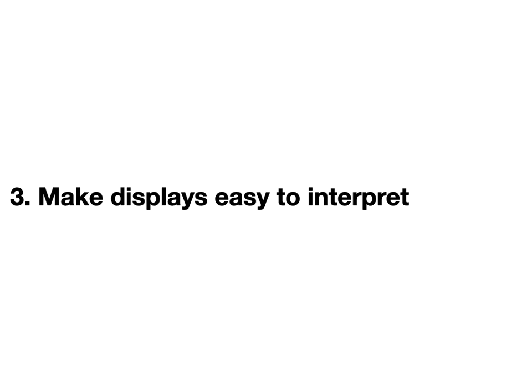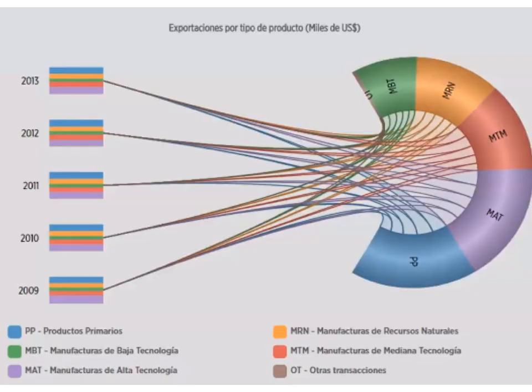Okay, principle number 3, make graphs easy to interpret. It's actually easy to find examples of graphs that violate this principle. I don't even know what this is showing. I don't speak Spanish, but I don't need to speak Spanish to know that this is just an incomprehensible data visualization.